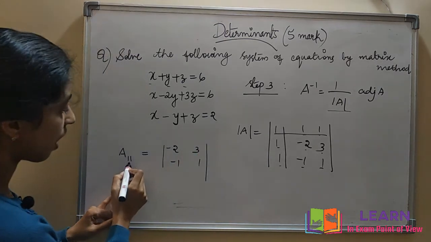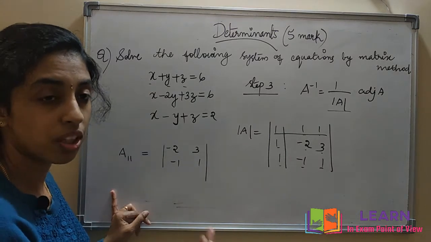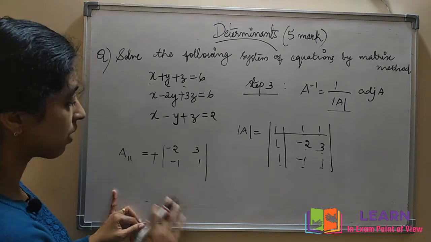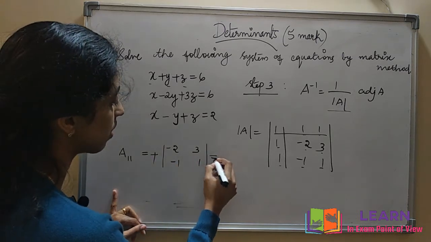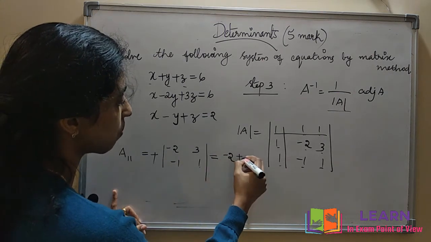Clear? Here we have 1 plus 1. If we add, we get 2. That is an even number. So for an even number, just put plus. Okay. Then simplify this: it becomes minus 2, minus minus, we have plus 3.